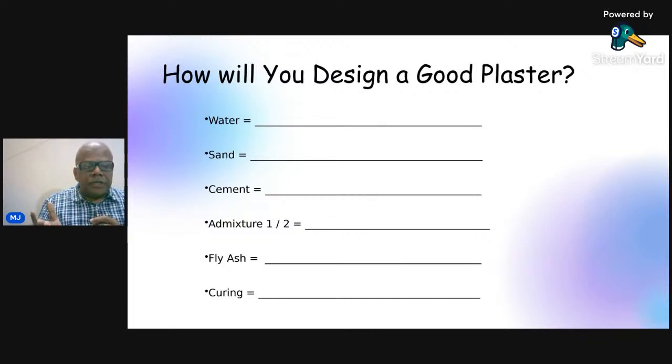You will use admixtures, you will put some fly ash, 20 to 25%. It will help the mason to mix and to apply the plaster. The rebound loss is very less whenever you use 25% fly ash in your plaster, and you will do a nice curing. Okay, let's go ahead.